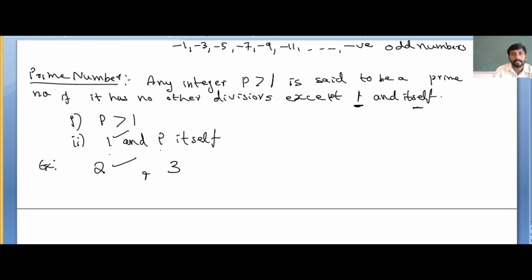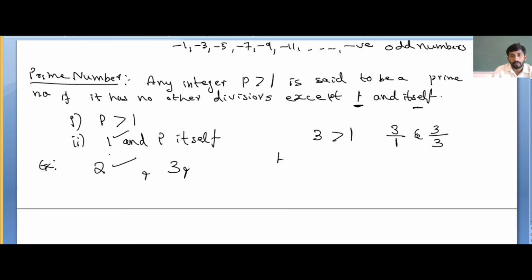Then what about 3? Check. The first condition is 3 is greater than 1. The condition holds, right? That number is greater than 1. What's the second condition? The divisors of 3 are 1 and 3 itself. Check. 3 is divisible by 1 and 3 is divisible by 3. Other than 1 and 3, is there any number which divides 3? Just check. No, right? There is no number which divides 3 other than 1 and 3. Therefore 3 is a prime number.